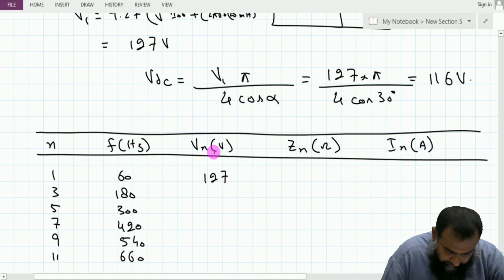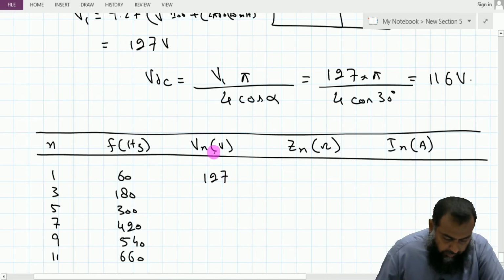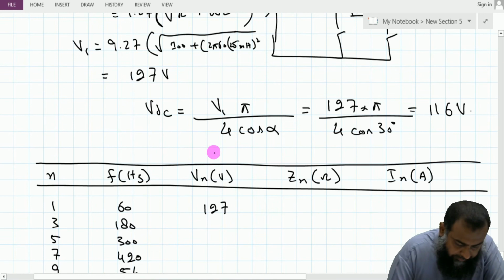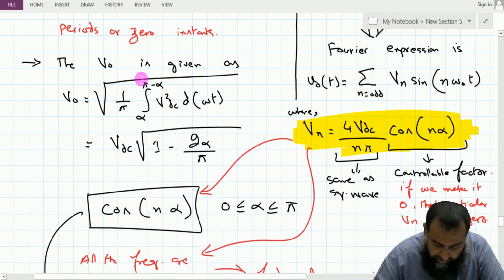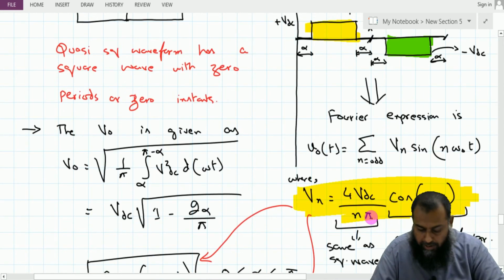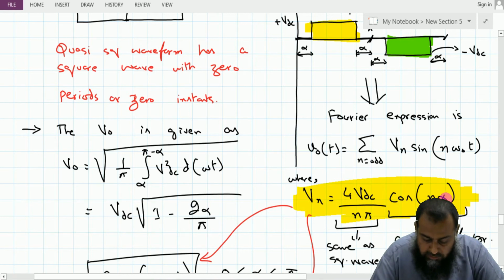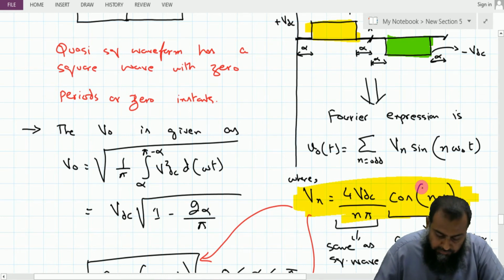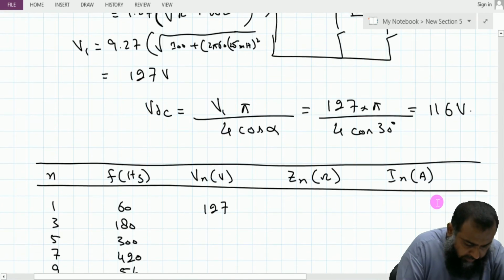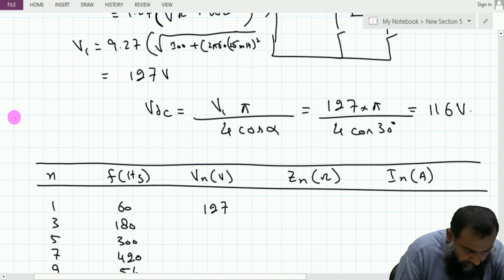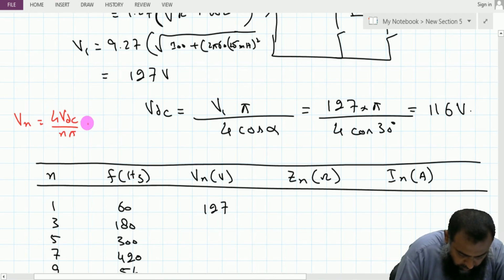What about the third harmonic? Now the third harmonic is based on this particular expression. This one, Vn is equal to 4 VDC over n pi into cos n alpha. So with this 3 and this 30, this becomes equal to cos 90. So this V third harmonic is equal to 0. Let me write this expression here. So this Vn is equal to 4 VDC over n pi into cosine n alpha.